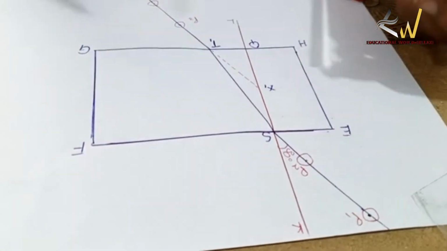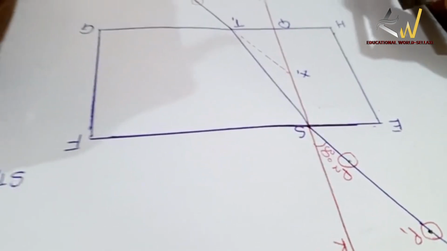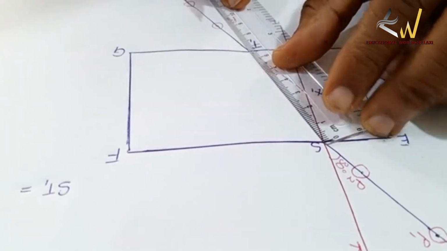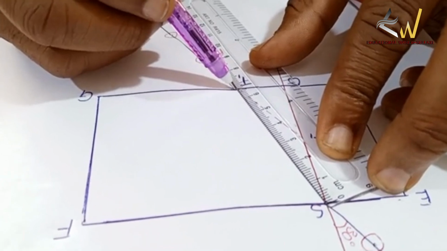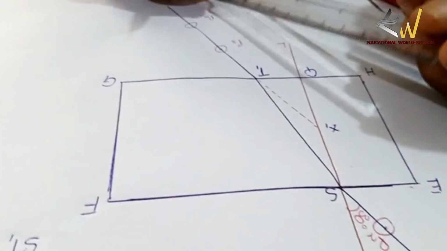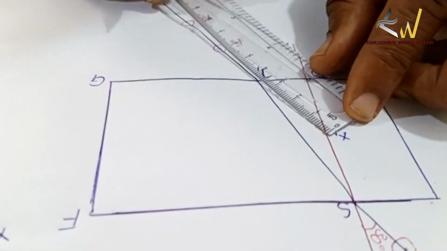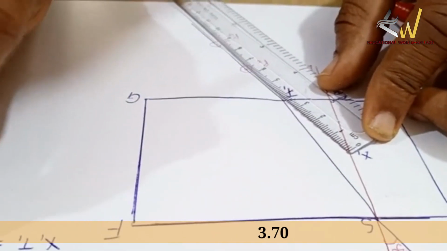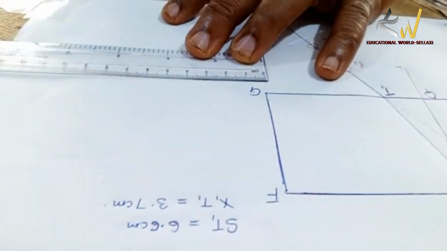Now we are going to take our measurements. We are going to measure ST1, and we use our ruler to do that. So we position our ruler, as you can see. The length ST1 gives us 6.6 centimeters. So we'll keep that record. Now we'll go over to X1T1 and measure it. When we measure X1T1, it gives us 3.7 centimeters. So we have that record down.